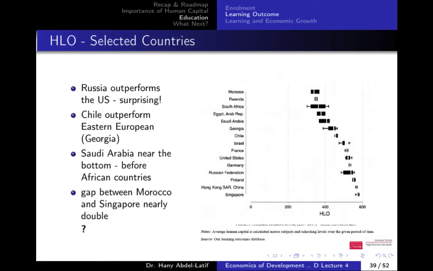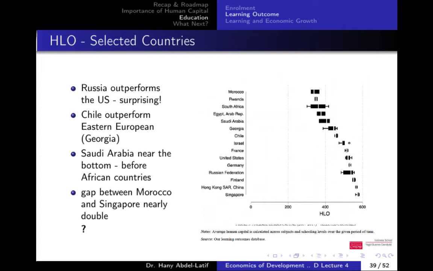This shows a selected number of countries, just to give you examples of what I just said. So if we look at this, the top of the list is Singapore, and this is very close to 600. And as I said, this ranges up to 600, so this is the maximum.